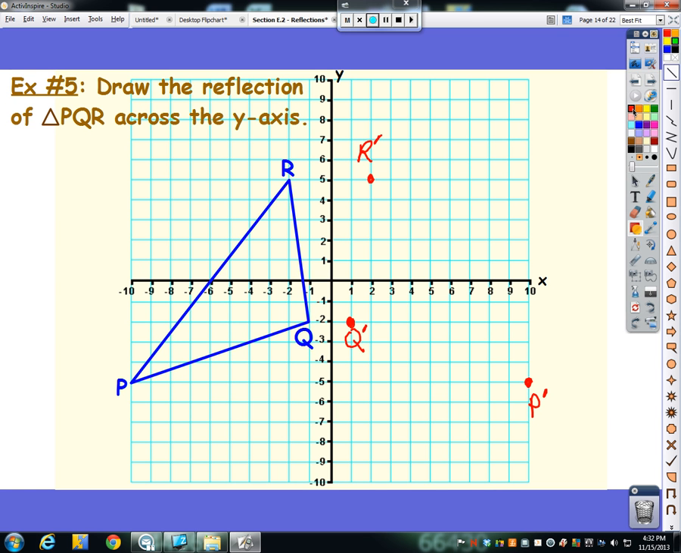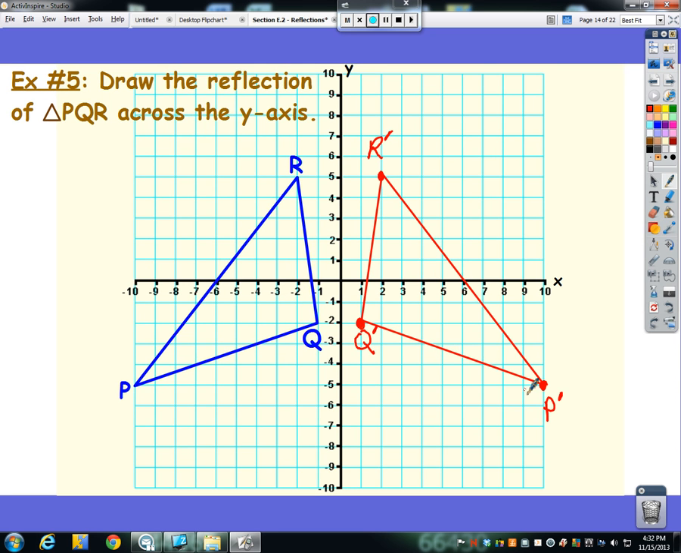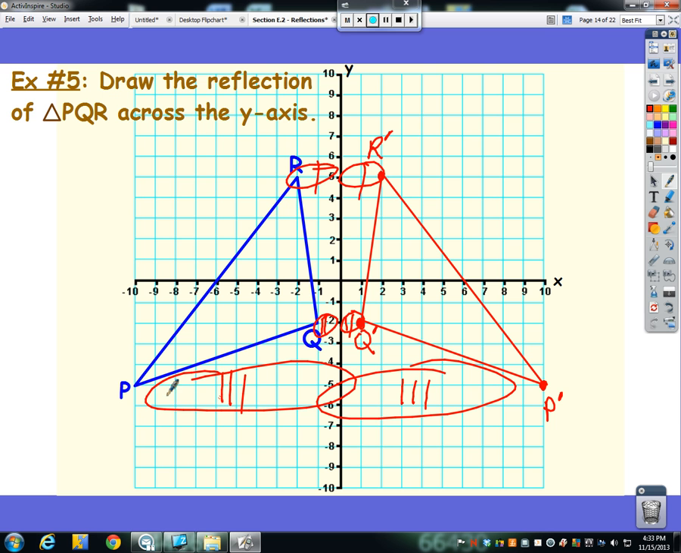So now if I connect my dots, R prime, Q prime, P prime, R prime, does it look like P prime, Q prime, R prime is the reflected image along the y-axis of triangle PQR? And yeah, this distance and this distance are congruent. This distance and that distance are congruent. And this distance is congruent to that. And all we were doing was having these horizontal distances here, which are going to be perpendicular to the y-axis, which is vertical. So there's our 90-degree perpendicular property coming into play.